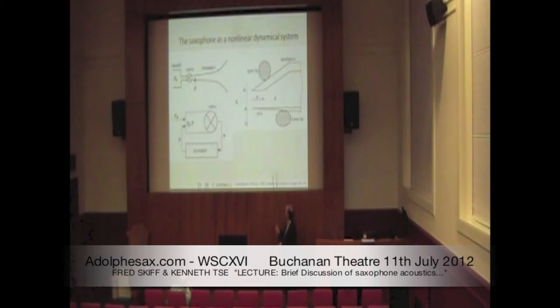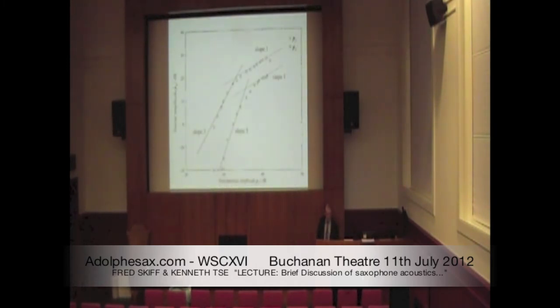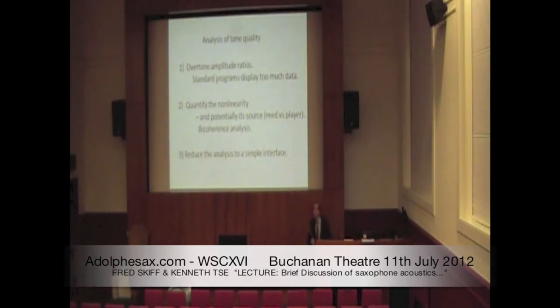From a physics point of view, the reed is a nonlinear element, and it has a lot of important consequences. You could model how a saxophone works and come up with a reasonably good model. But maybe I'll just skip over that. The point of this first part was simply to lay the foundation, a fast flyover, because I could easily talk for an hour just on the physics of the saxophone.